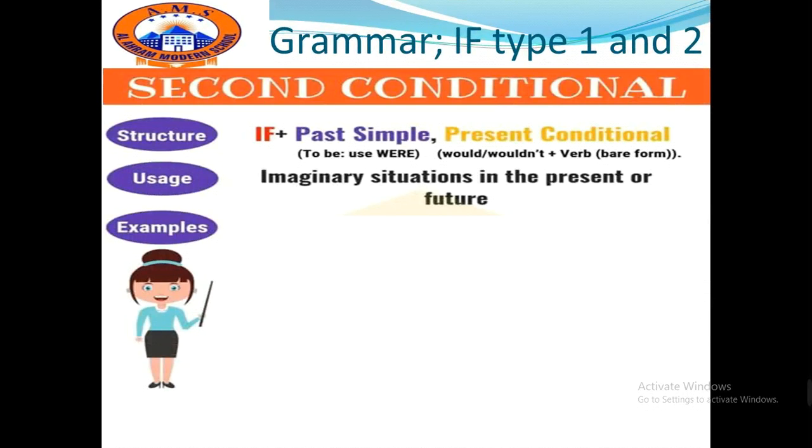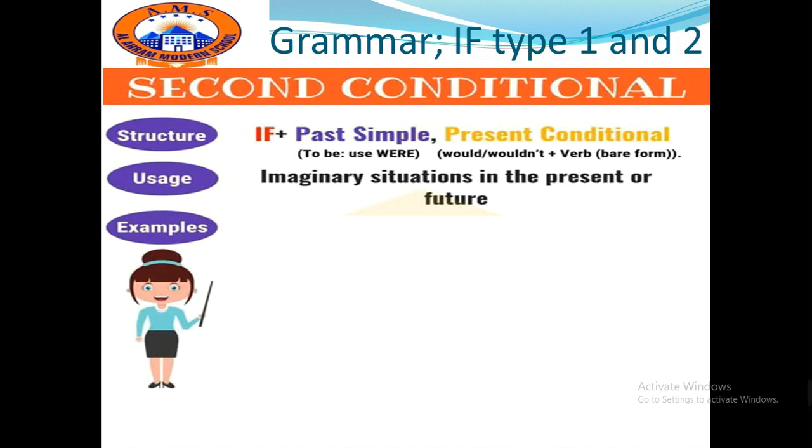The second conditional. The structure is if plus past simple. We use here the past simple, and in the result clause, we use would. So, the structure here differs. When we use in the structure if plus past simple, the result will be with would plus the infinitive. We use it for what? We use it for imaginary situations in the present or the future. This means that everything we're going to say is imaginary. It couldn't happen or it's very unlikely to happen.